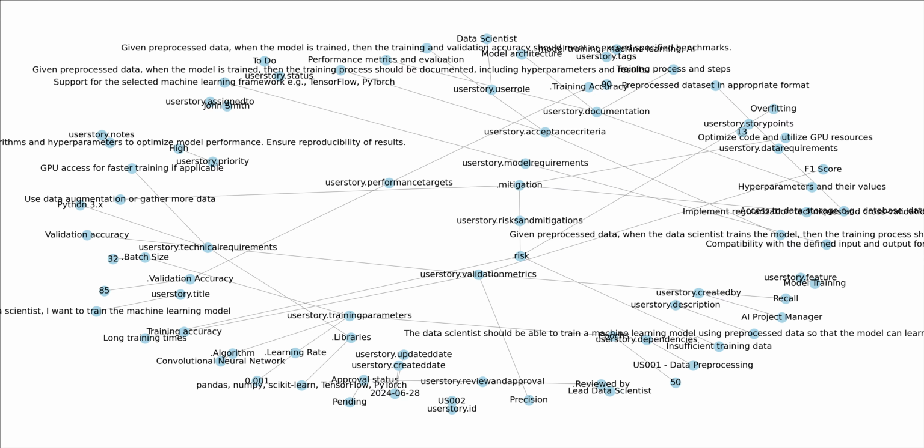Explanation of additional fields. Training parameters: Specific parameters used during the training phase, such as the algorithm, number of epochs, batch size, and learning rate. Performance targets: Target performance metrics that the model should achieve, such as training and validation accuracy. Documentation: Documentation requirements for the training process, including model architecture, steps taken, hyperparameters used, and performance metrics. Review and approval: Information about the review and approval process, including who reviewed the work and the current approval status.